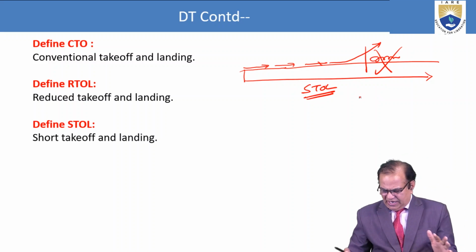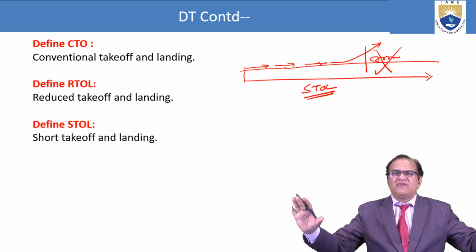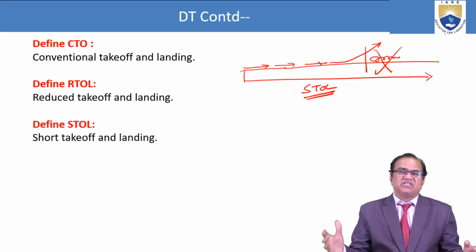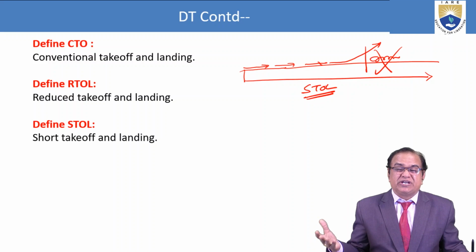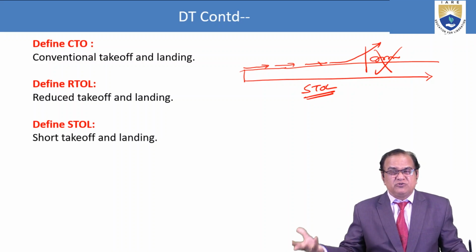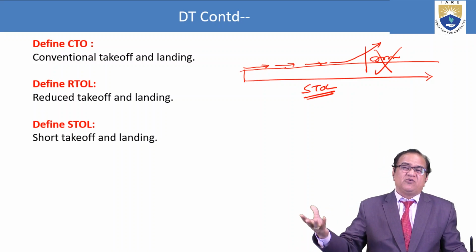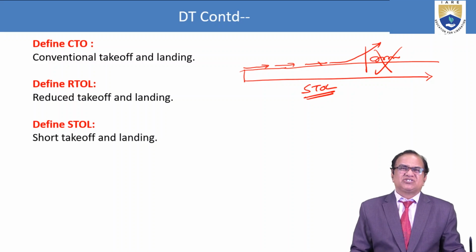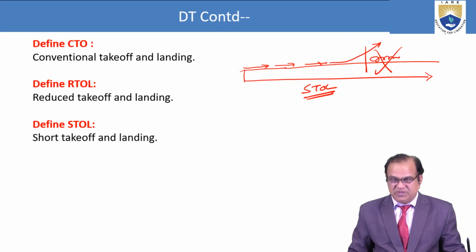CTO is a conventional takeoff and the landing. Normal runway is required. That is the best way. But in case of some emergencies, we need some reduced takeoff and the landing. We may have to reduce some weight of the aircraft, or we have to make some additional thrust to make this happen. And the same way, short takeoff and landing can also be performed.